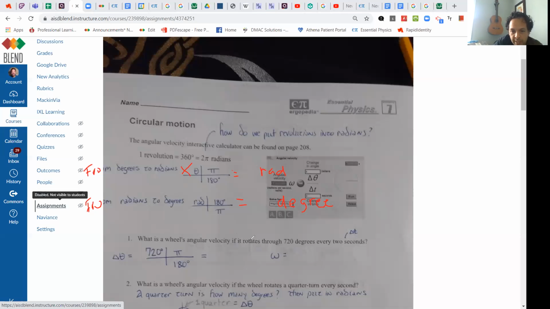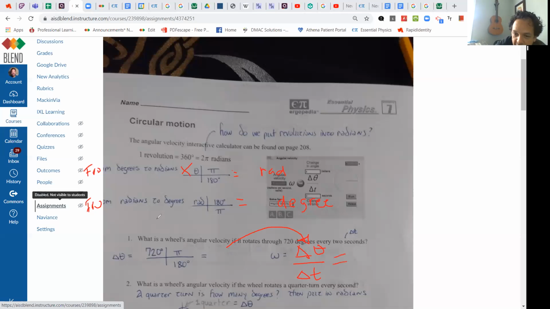I kind of set up number one for you here. What is the wheel's angular velocity if it rotates through 720 degrees every 2 seconds? They gave it to us in degrees, but we need it in radians. So we have to convert the 720 degrees into radians. I set this up for you to go from degrees to radians: we divide by 180 and multiply by pi, and you'll get the delta angle. Once you have that, you put it in there and divide by delta t, which is right there. So that's all you need to do.